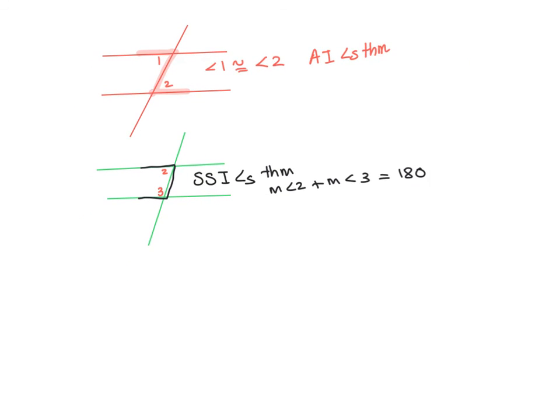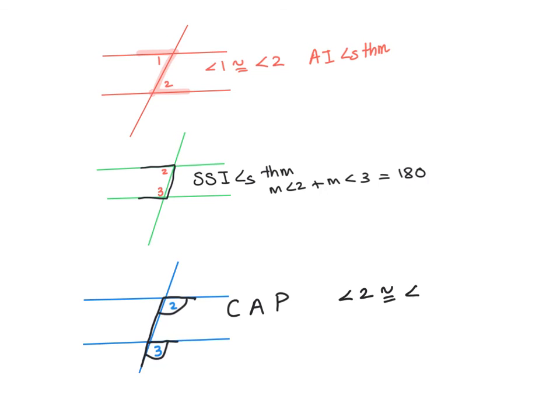Now again, if I have two parallel lines cut by a transversal, if I have those two angles, then these form an F. We call those angles corresponding angles. So corresponding angle postulate, and that tells me that angle 2 is congruent to angle 3. So you form an F.